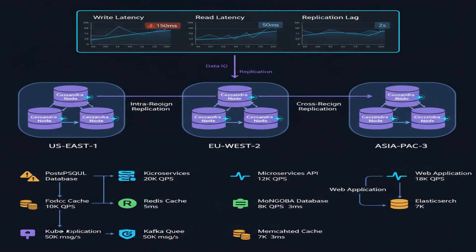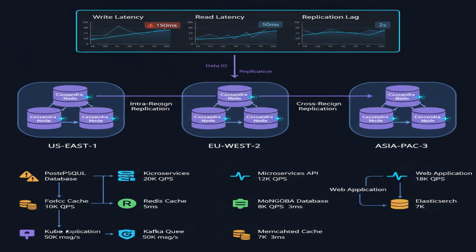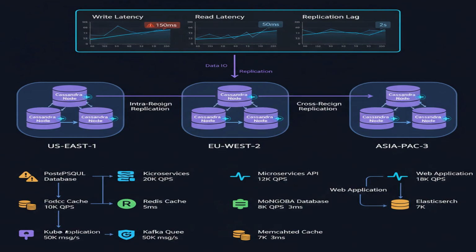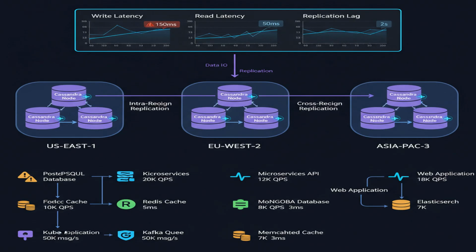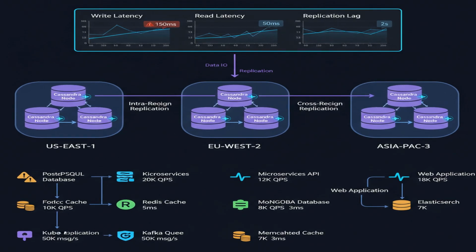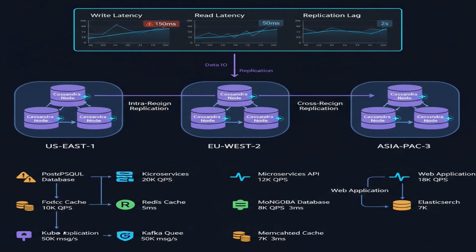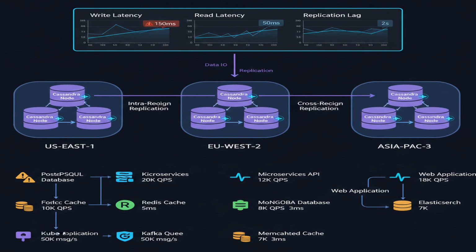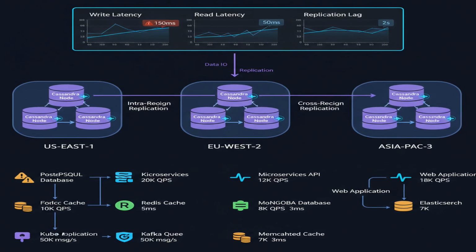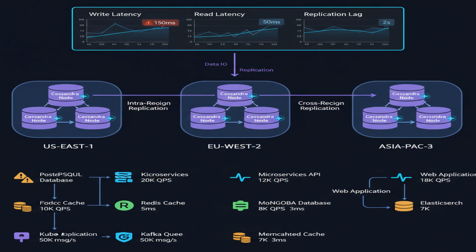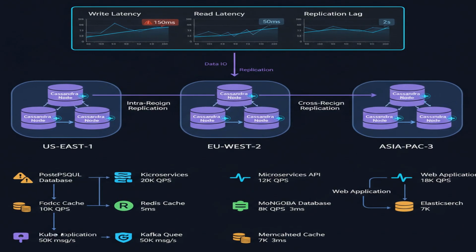For fault tolerance, we deploy multiple Cassandra nodes per data center and multiple data centers per region. We monitor key metrics: write latency, read latency, and replication lag. We set up alerts for anomalies. For example, if write latency exceeds 100 milliseconds, we trigger an alert. We also monitor replication lag. If it exceeds 5 minutes, we investigate.